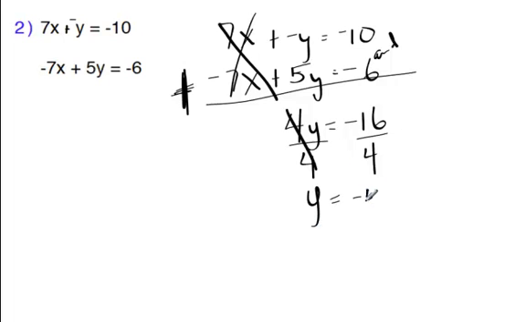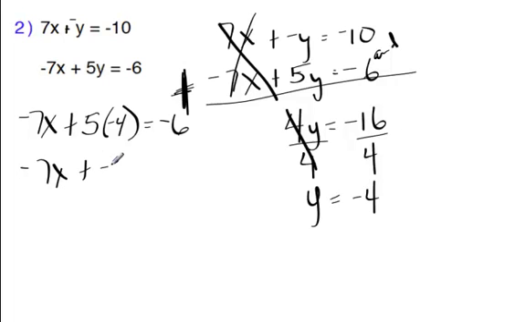Y equals negative 4. Well, if I know y is negative 4, I'm going to need to substitute that back into one of these equations to find the x. So let's just choose this one. I have negative 7x plus 5y. We know y is negative 4, so substitute it. Now we have an equation we can solve for x. So negative 7x plus negative 20 equals negative 6. Again, you can see why it's important to be able to solve equations. Do the opposite of the number.